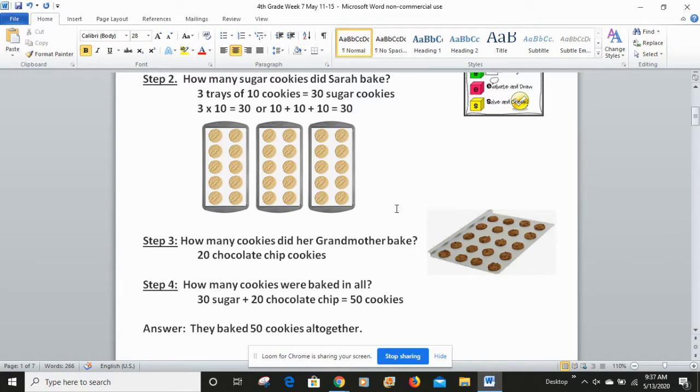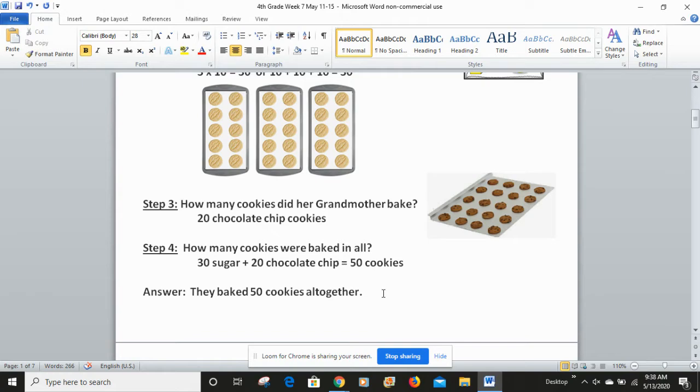The next step was I looked to see how many cookies Grandmother baked, and she baked 1 tray of 20 chocolate chip cookies. So you can see that there. Then the in all at the end says, well, how many cookies were baked in all? And so I took the 30 sugar cookies from Sarah plus the 20 chocolate chip from Grandma, and I came out with 50 cookies all together. So this is a 2-step problem. You can use multiplication to solve this one, or repeated addition, and then you add this onto that total and come out with your answer for the question.